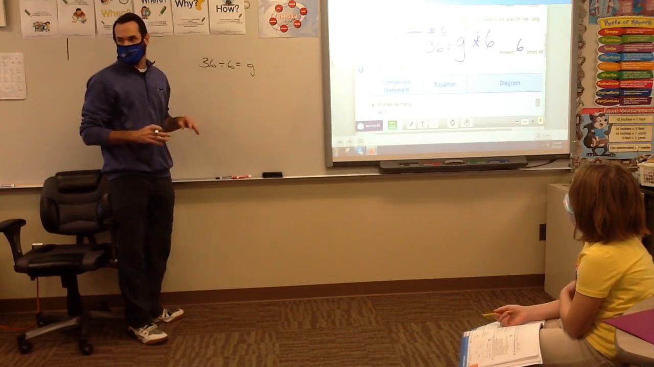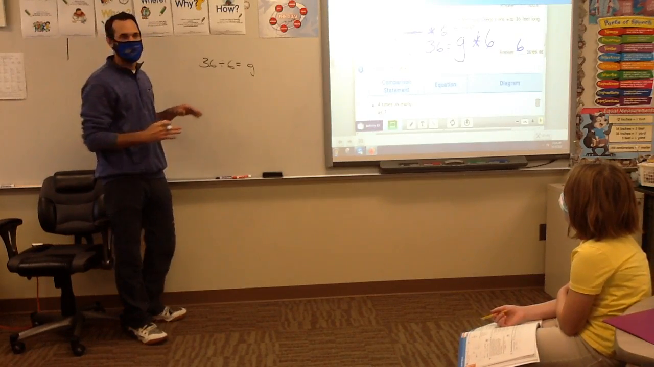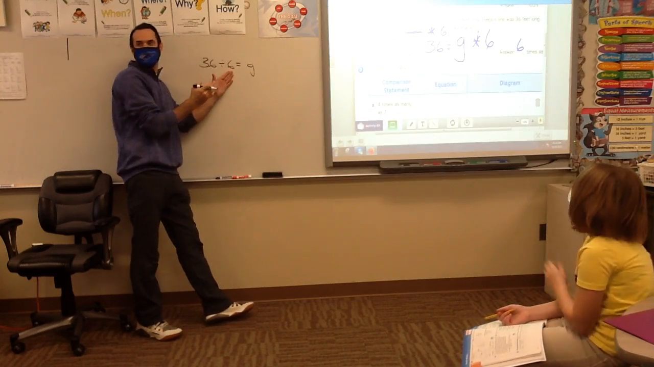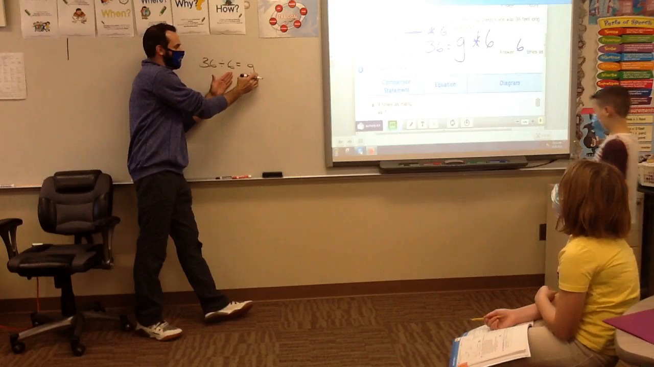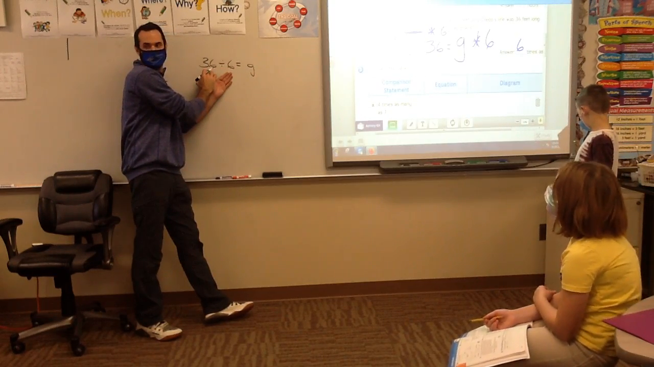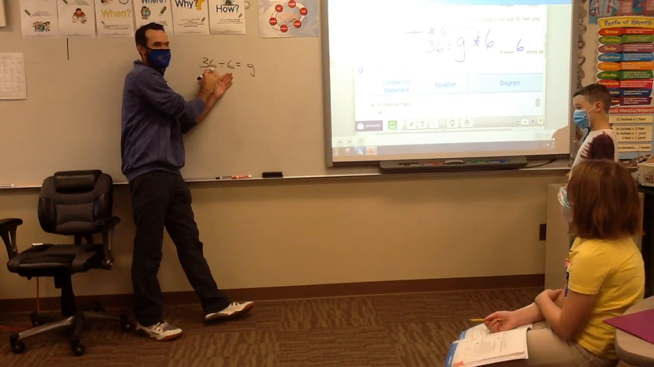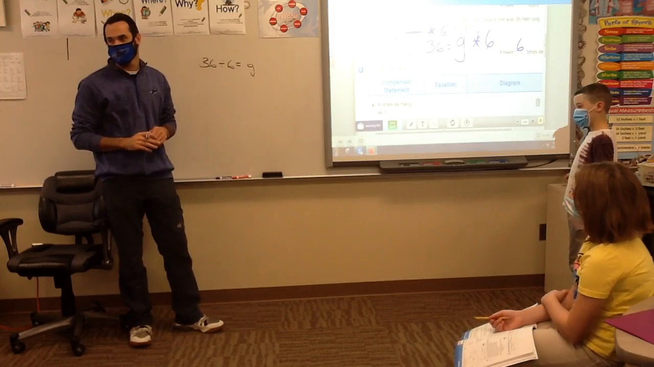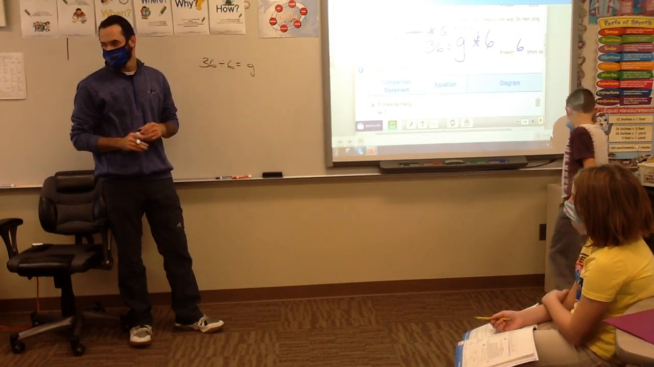Now, if you ever do write it this way, guys and gals, just think of it like this. Watch. Something times 6 is 36. You guys see that? I know that's not what the numbers and the symbols say, but that's how you can think about it to solve it if you ever do write it as a division problem. Go ahead, quick, Porter.